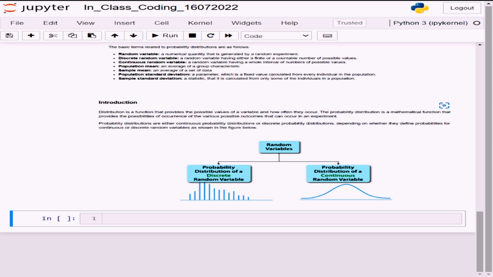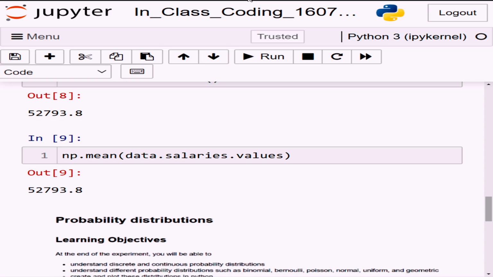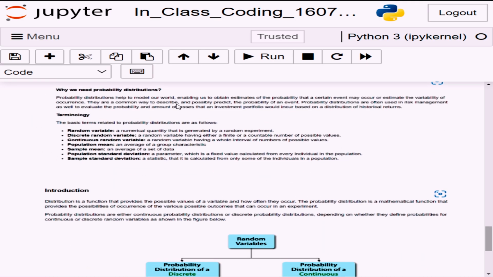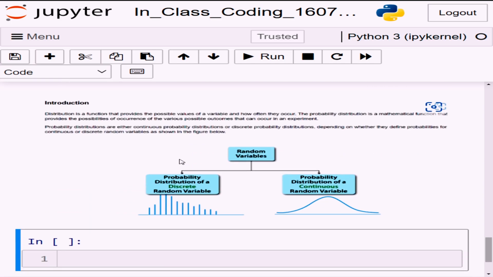Sir, can you please increase the font a little? Sorry, font size. Let me check. All right, just a second. Is that fine? Okay. All right, a little better. Sure.